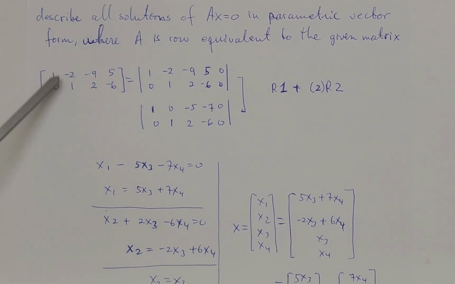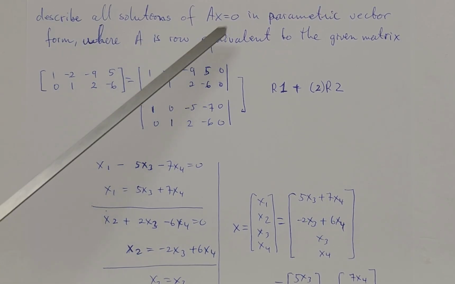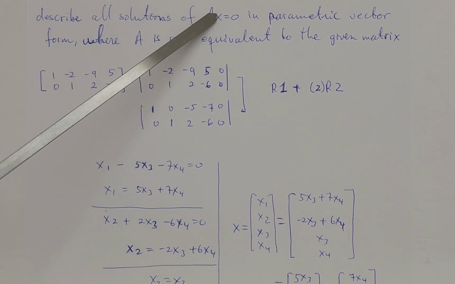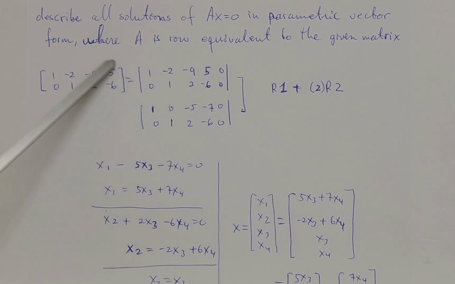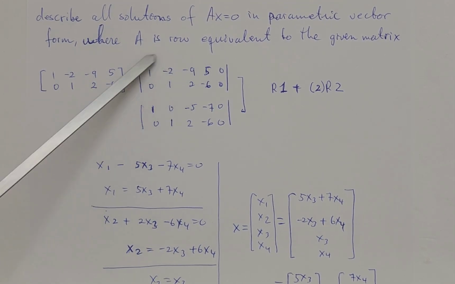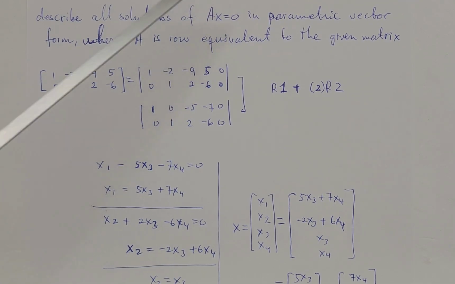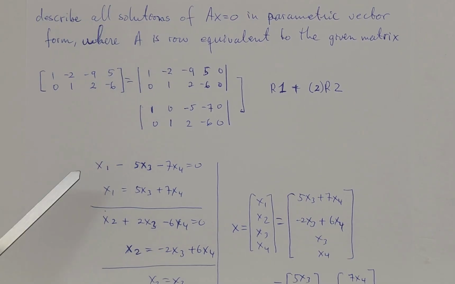So this is our A. The 0 came from this equation here. Our job is to find this x right here. That is our objective. So this is A, this is 0, and the 0 came from here. Our objective is to find this x right here.